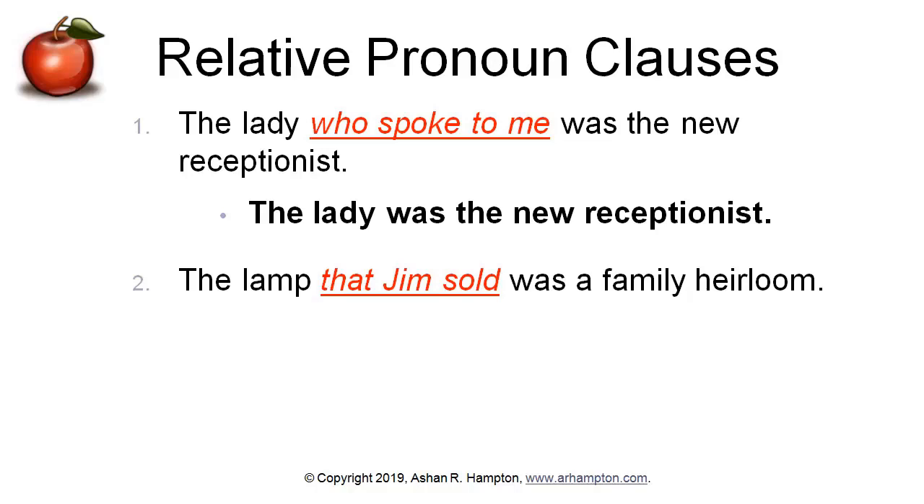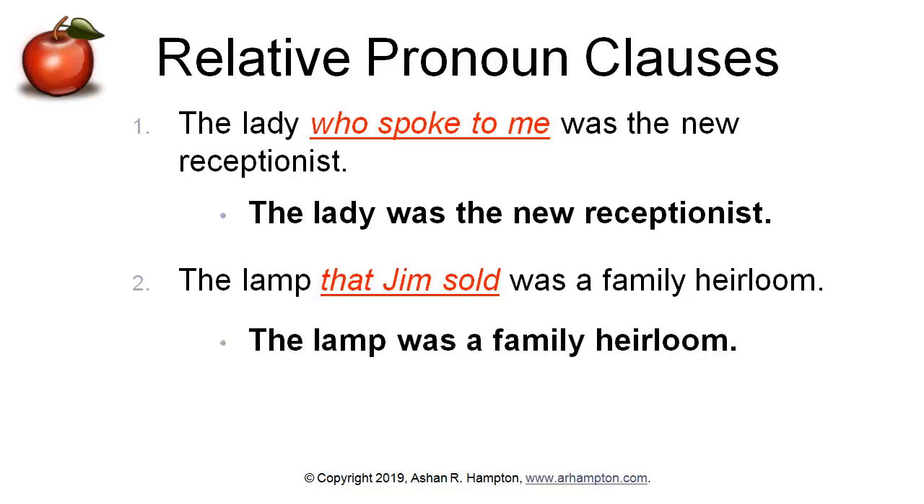Second example, the lamp that Jim sold was a family heirloom. That Jim sold is the relative clause. If you take it out, you still have a complete sentence. The lamp was a family heirloom, but you lose the detail that Jim sold it. So relative clauses can add more description to the sentence, and the relative pronoun links that clause to the rest of the sentence.